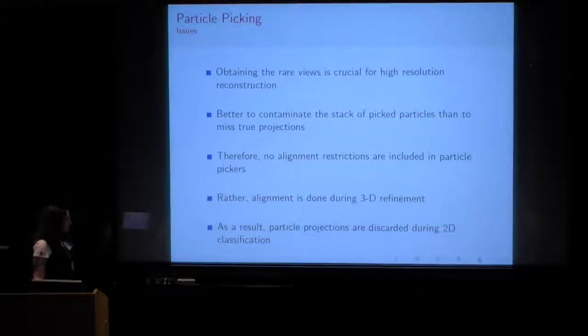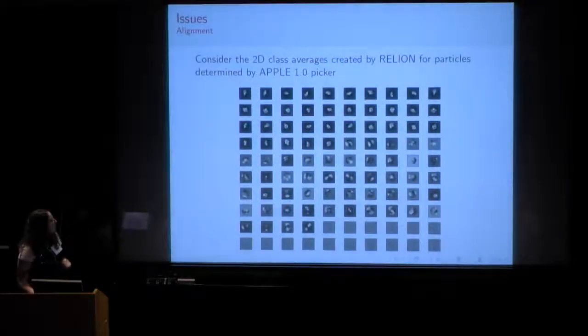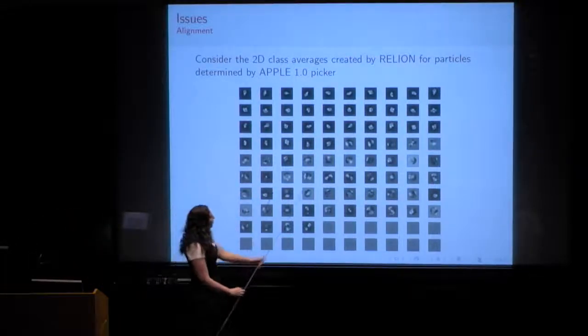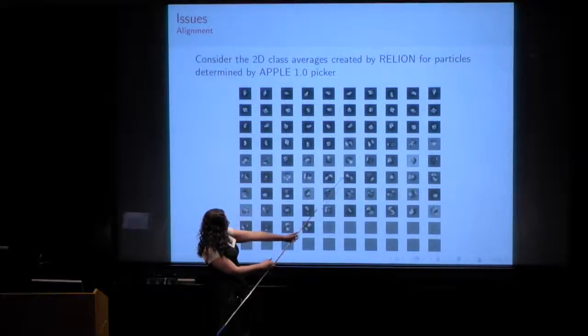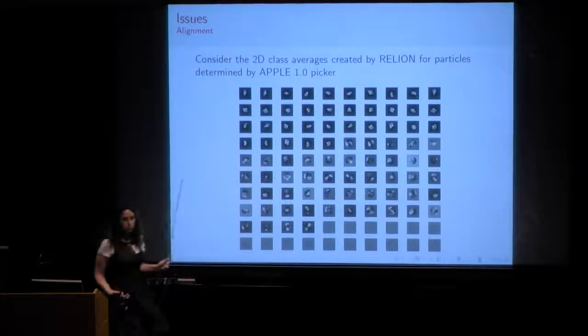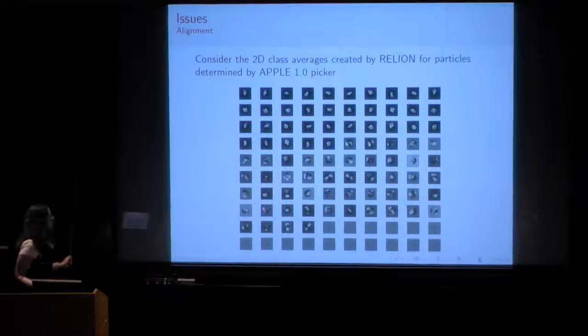new alignment procedure that does allow us to take these. These are class averages done by Relion from our particle pickings, by the way, and these are the bad classes that I mentioned earlier. Obviously we're not going to pick them and we're going to throw them out, even though they include perfectly good particles.